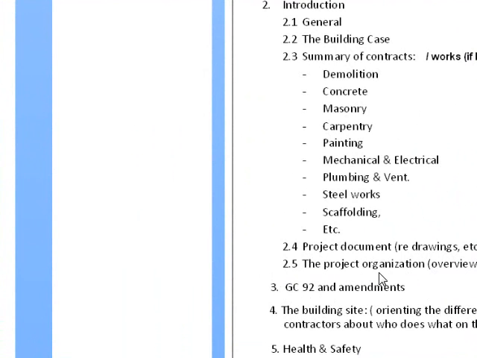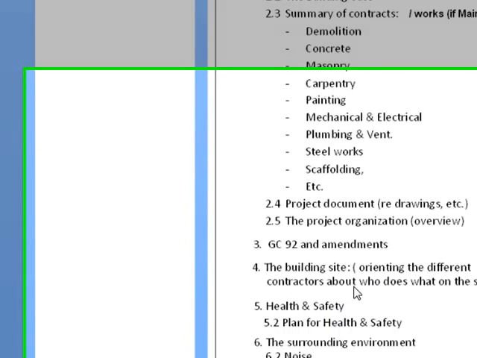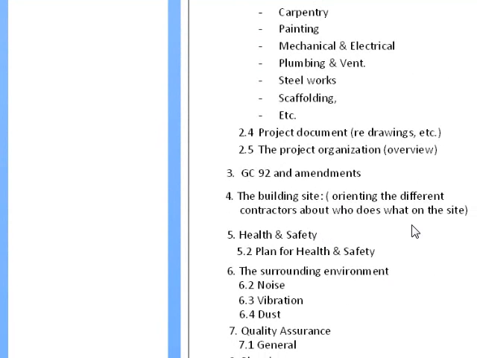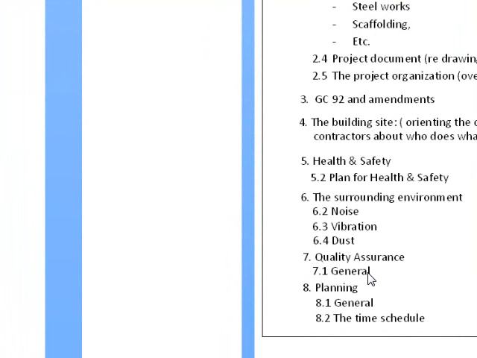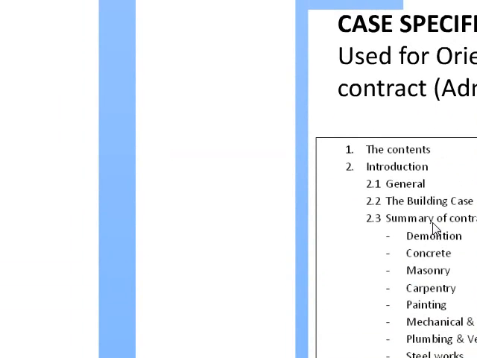It tells about the building site. It's orientation to different contractors about who takes care of what on the building site. But it's not for pricing. It's just for orientation. It tells about the health and safety plan. It tells about how to deal with the surrounding environment with regard to noise, vibration and dust. It tells about general information about quality assurance on the building site, and it tells about planning and scheduling. If you look at each of these items on the list, each of these items has a work specification.